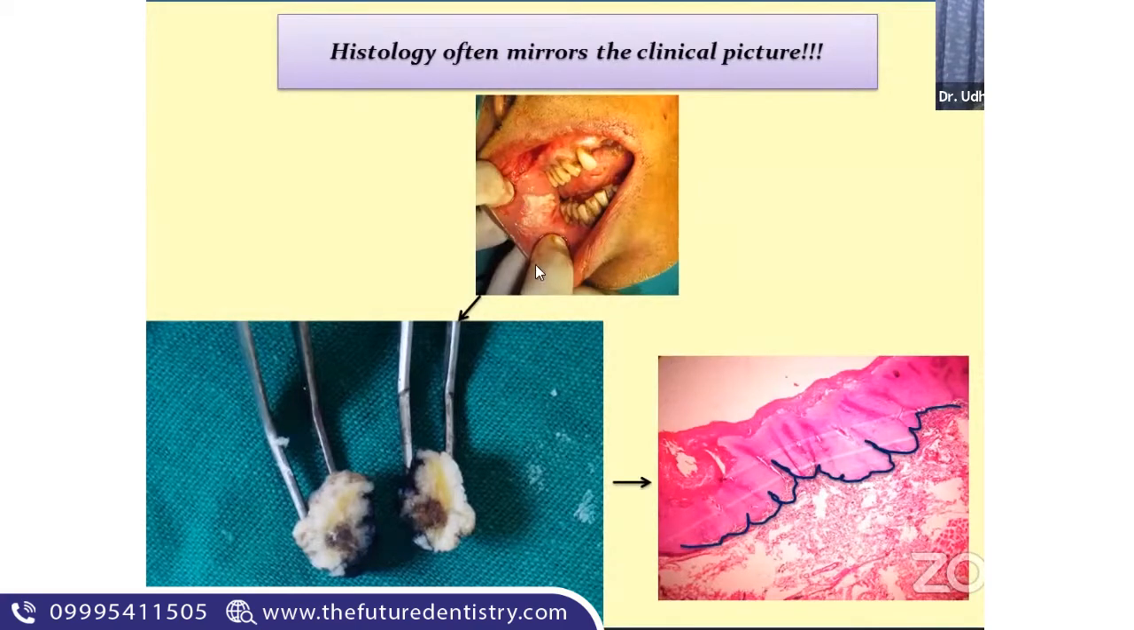A vesiculobullous lesion will never be keratinized. Simple fact, isn't it? A blister will never be keratinized. A blister will always have inflammation, ulceration, erosion. So you have to look for ulceration or atrophy of the epithelium when you're looking at a vesiculobullous lesion. Hope that concept is clear to you.